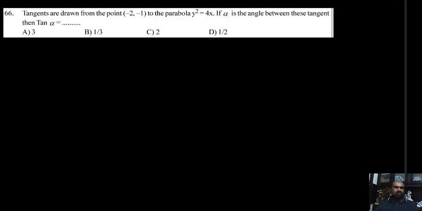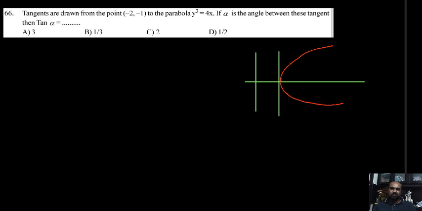Hello students, this is our next problem. Tangents are drawn from the point (-2, 1) to the parabola y square equal to 4x. If alpha is the angle between these two tangents, then find tan alpha. Not an easy problem, students. First of all, I want to draw a diagram for this.